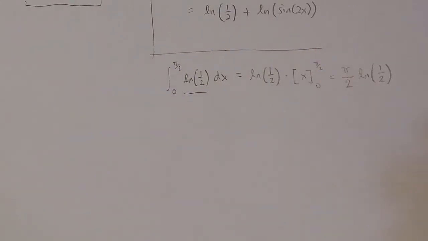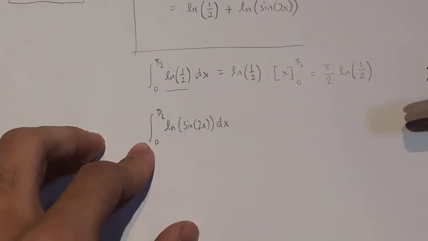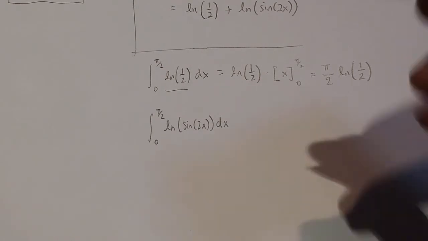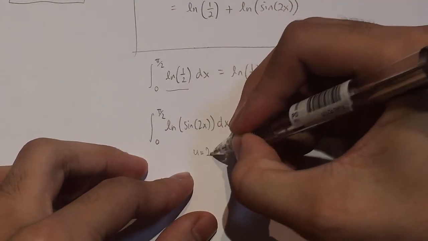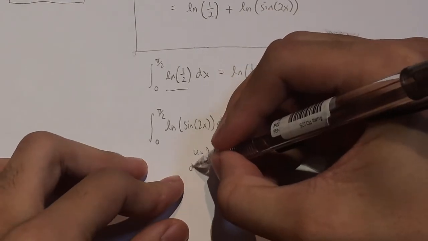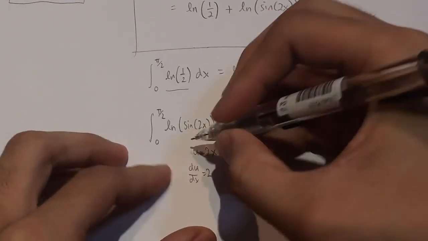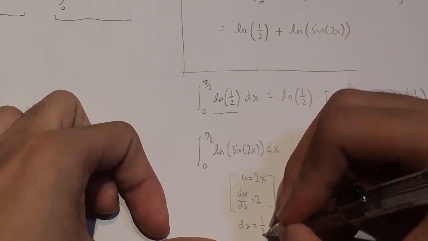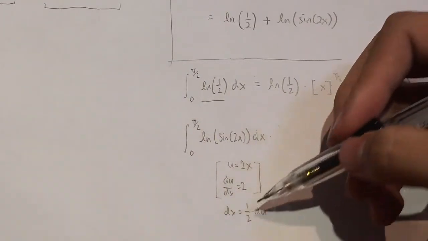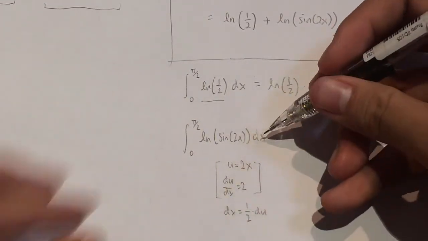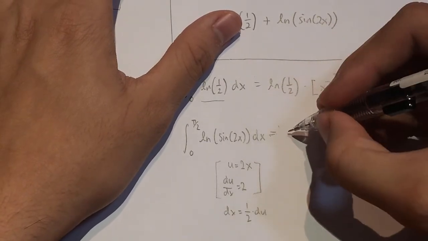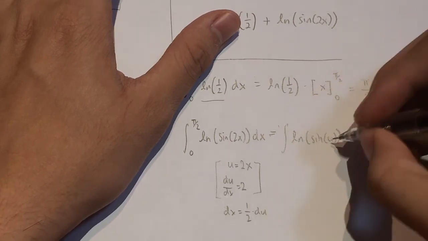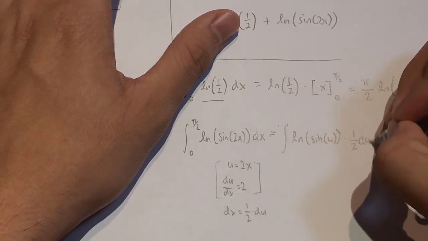Now the second integral is the problem integral that we have to try to work out. So this is the integral that we need to work out. So what we're going to do is a bit of substitution. I'm going to let u equal 2x, which means that du divided by dx will equal 2. And so this means that dx equals a half multiplied by du. You could just flip stuff around there. And so I could replace that dx with that. And so what this becomes is the integral of natural log of sine u times a half du.